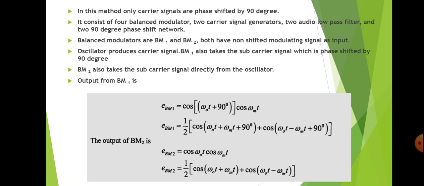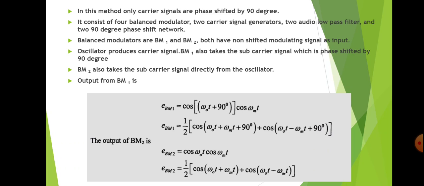In this method, only carrier signals are phase shifted by 90 degree. It consists of 4 balanced modulators, 2 carrier signal generators, 2 audio low pass filters and 2 90 degree phase shift networks. So the balanced modulators are BM1 and BM2. Both have non-shifted modulating signals as input. The oscillator produces the carrier signal and BM1 also takes a subcarrier signal which is phase shifted by 90 degree. BM2 takes the subcarrier signal directly from the oscillator.